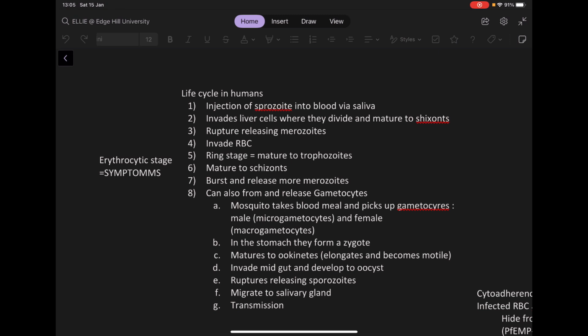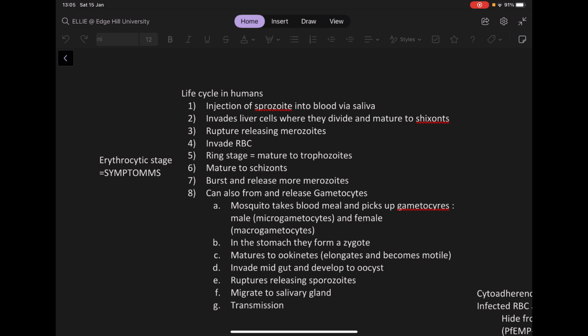So the first stage is you have the injection, so the mosquito bites you. Here it takes a blood meal, but at the same time it's injecting its saliva to prevent clotting. As the saliva is being injected, it injects the sporozoites of the parasite Plasmodium.